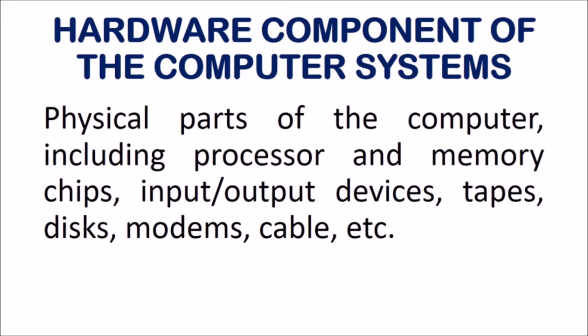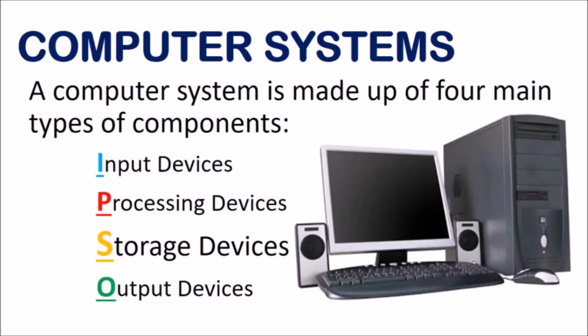But before that, of course, let us define what is a hardware component of the computer systems. When you say hardware components, it's the physical parts of the computer, including the processor and memory chips, input-output devices, tapes, disks, modems, cable, etc. Or in other words, they are the tangible components of your computer system. A computer system is made up of four main types of components, and those are your input devices, processing devices, storage devices, and output devices.